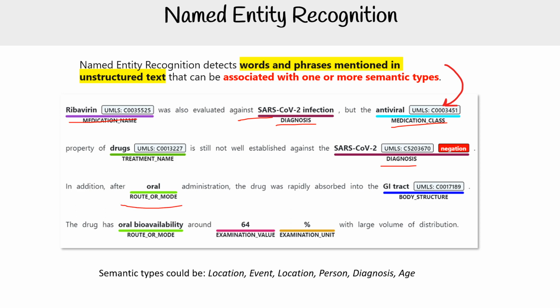Semantic type could be more broad, so there's location, event, I put location twice here, person, diagnosis, age, and there is a predefined set, I believe, that is in Azure that you should expect, but they have a generic one, and then there's one that's for health.